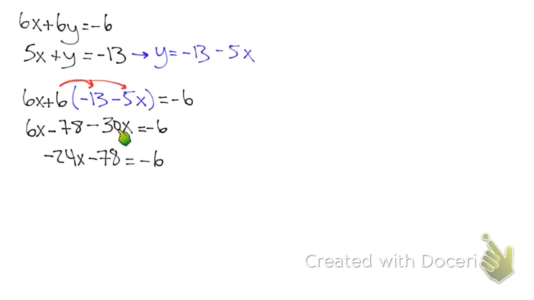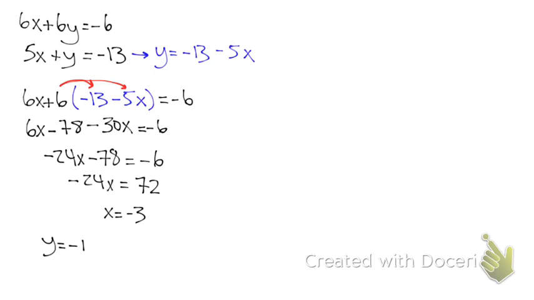So the 6x minus 30x is negative 24x. Negative 78 comes down, negative 6 comes down. To cancel out a negative 78, we got to add 78. So that gets you 72. Negative 6 plus 78 is 72. Divide both sides by negative 24. That gets you x equals negative 3.